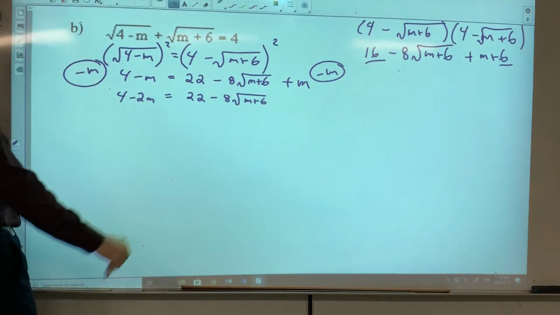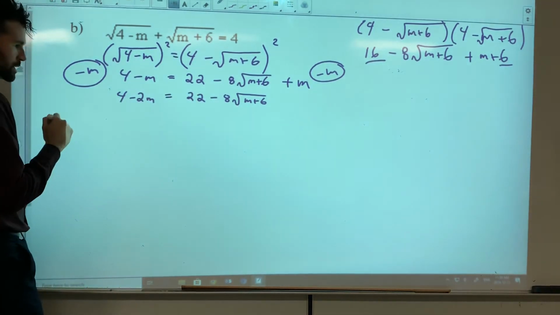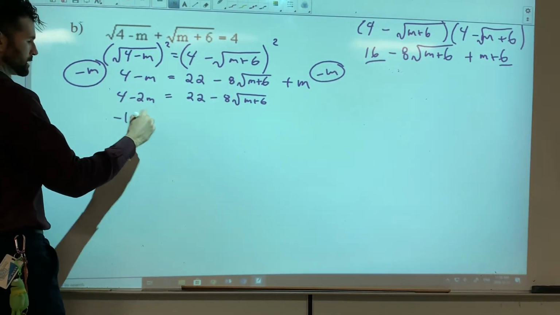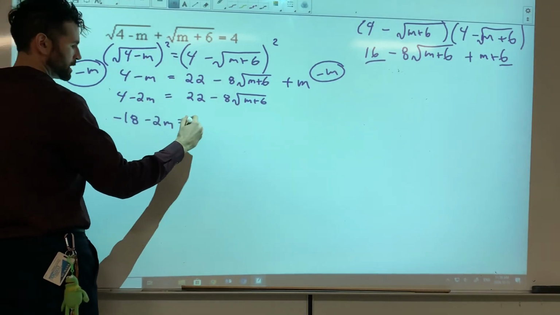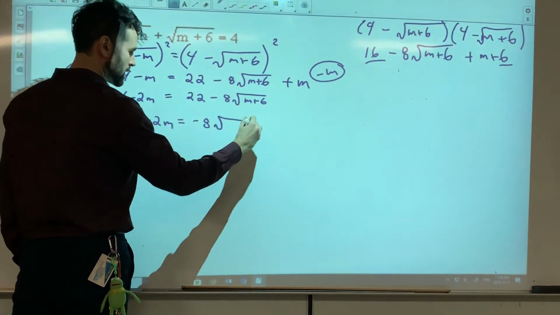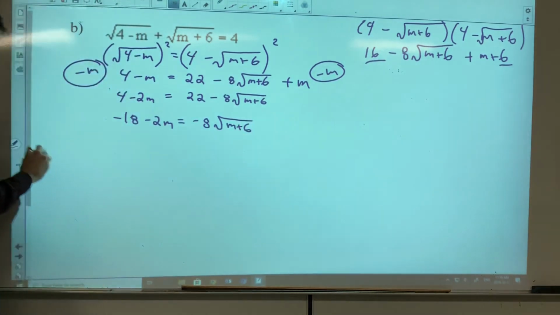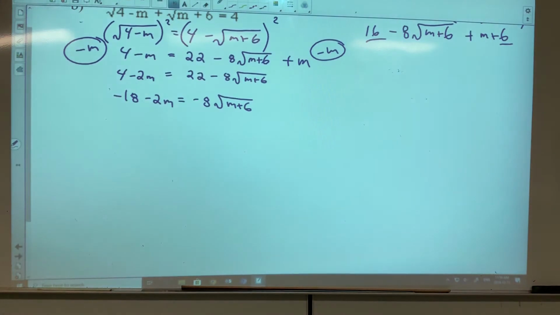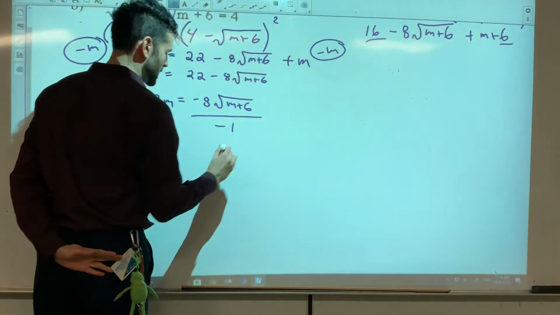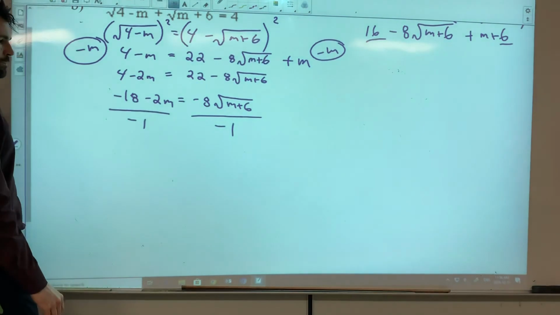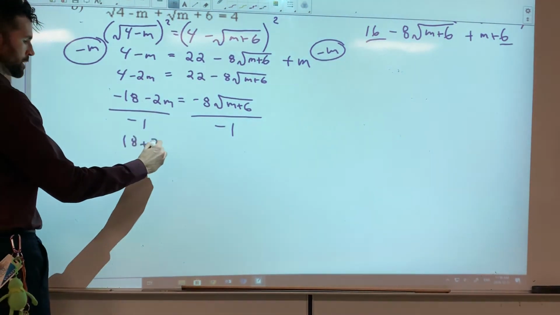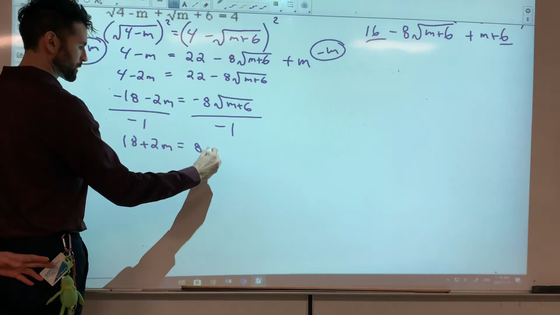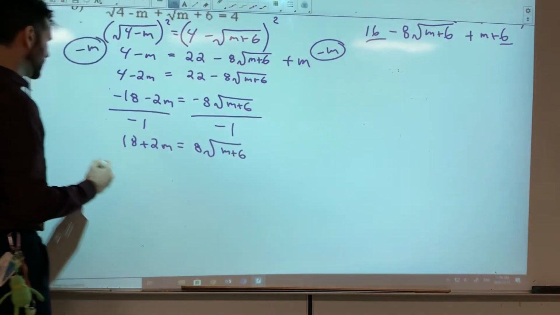Move this over to the other side, right? We're trying to isolate the square root, so I'll subtract 22 from both sides. So I'll get negative 18, subtract 2m equals negative 8 times the square root of m plus 6. So I quickly check. If I were to divide both sides by 8, does that go evenly into both of those? No, it doesn't. You want to make your life easier, you could divide both sides by negative 1, because then both of these will become positive, right? So you get 18 plus 2m. That'll make your life a bit easier. So I'd recommend doing that.